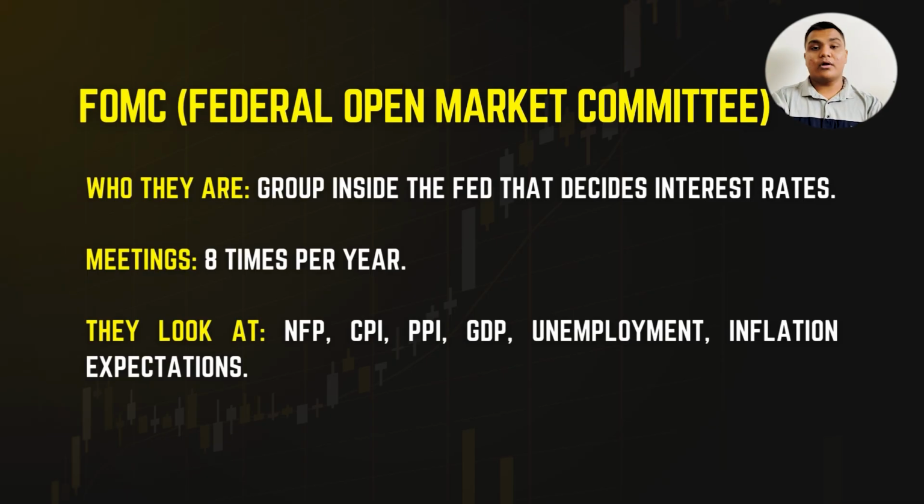So what do they look for? The FOMC and all the members inside the Fed look at data like NFP, CPI, PPI and unemployment to get some numbers, and to balance the economy, they decide on rate cuts or maybe a rate hike as per the economy.